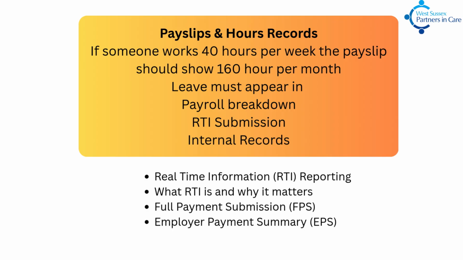Additional penalties. Interest on late PAYE payments. Extra penalties for deliberate or repeated failures. Payslips and hours records. If someone works 40 hours per week, the payslip should show 160 hours per month. Any leave taken must appear in the payroll breakdown, RTI submission, and internal records.